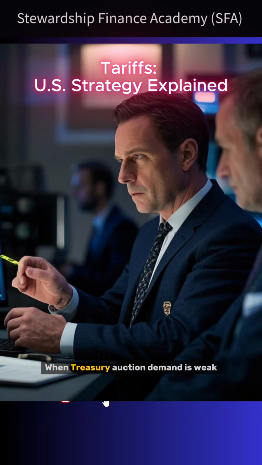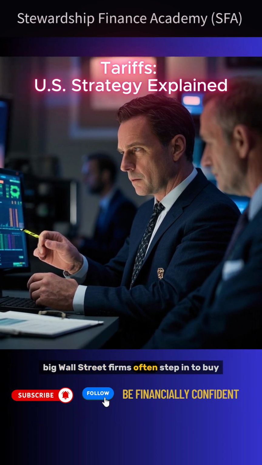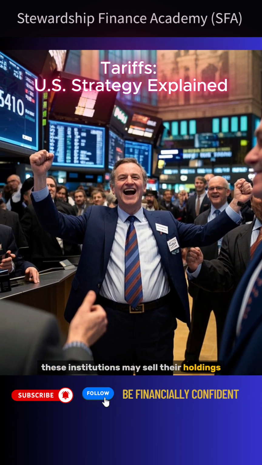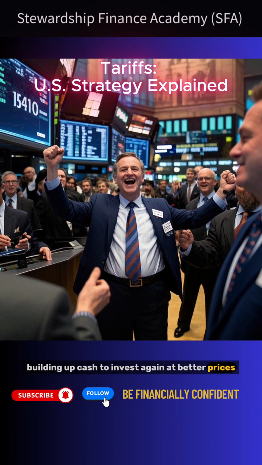Why does this happen? When Treasury auction demand is weak, big Wall Street firms often step in to buy. But once new investors arrive, these institutions may sell their holdings, building up cash to invest again at better prices.